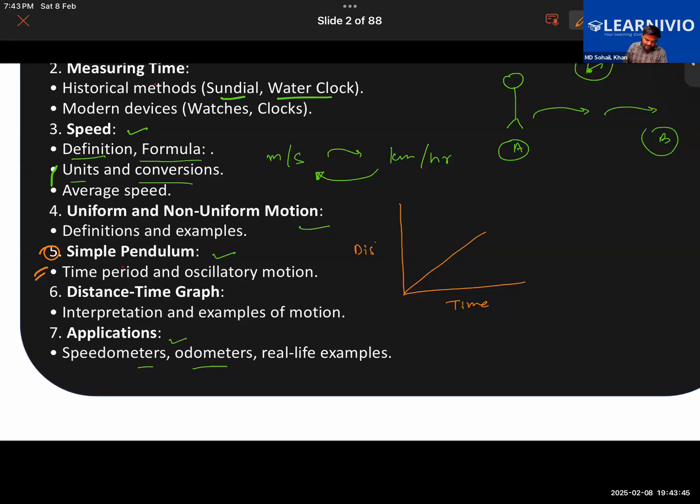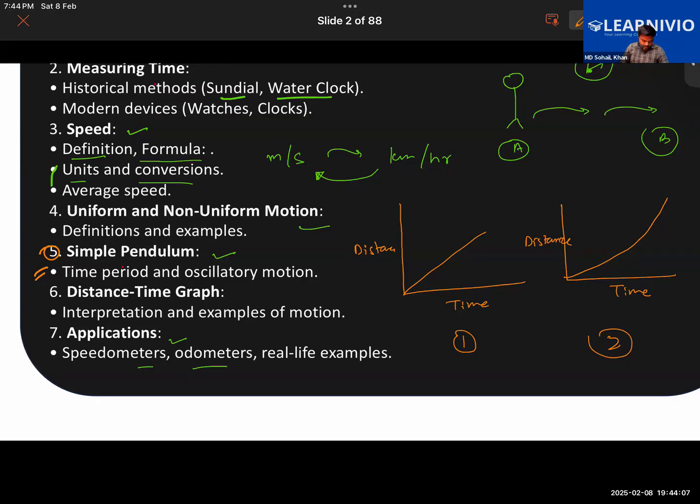You guys have to tell me, out of the 1 and 2, which one is the graph of a uniform motion? Sir, the first one. First one, exactly. The second one is for? Non-uniform motion. Exactly. Okay. So we'll be learning about these things also.